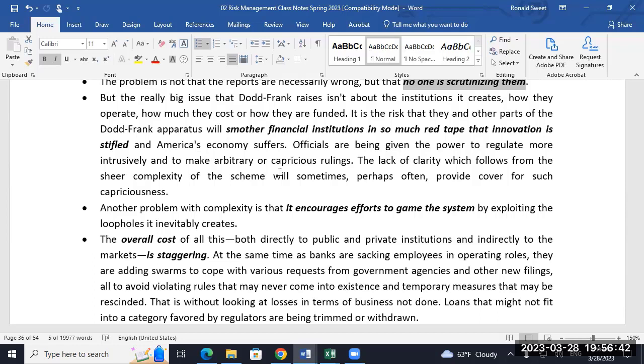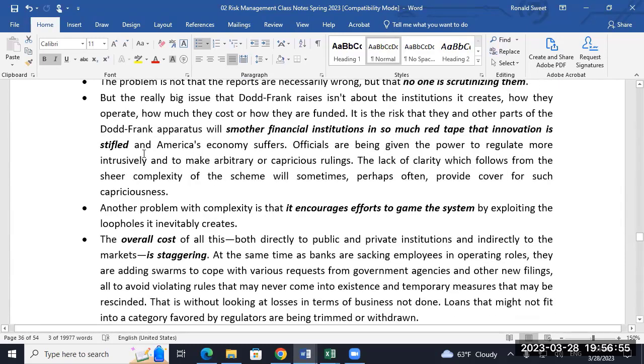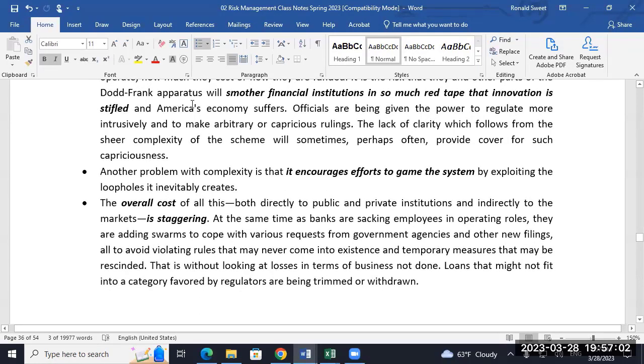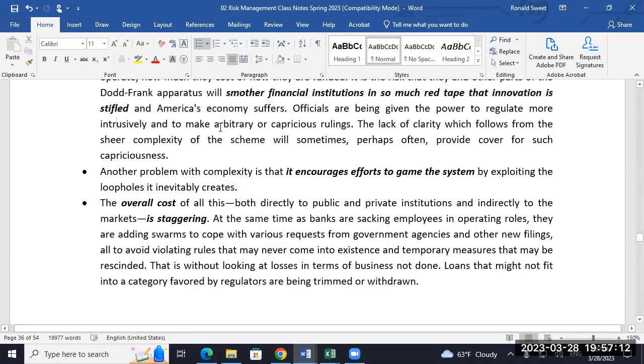But the law mandated it. Someone said, hey, wouldn't it be good if you did this electronically? It makes sense, but no. So that's the kind of laws that get passed. No one really thinks through that someone is going to have to process all of these questions. It would smother financial institutions with so much red tape that innovation is stifled. So that's the other issue: does this make us safer? Or does it just make banking more expensive in the United States? More intrusive regulation, and a lack of clarity, which follows from the sheer complexity.